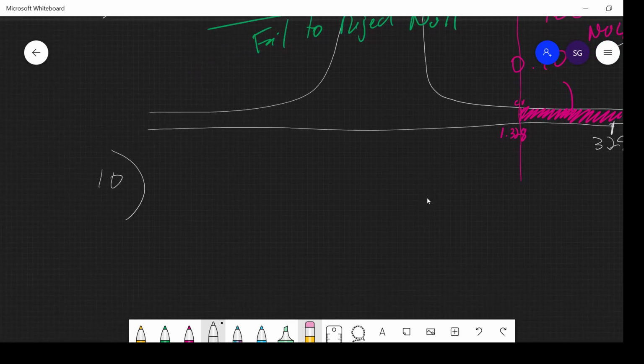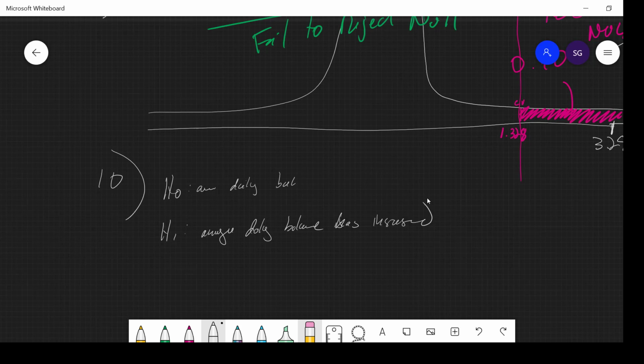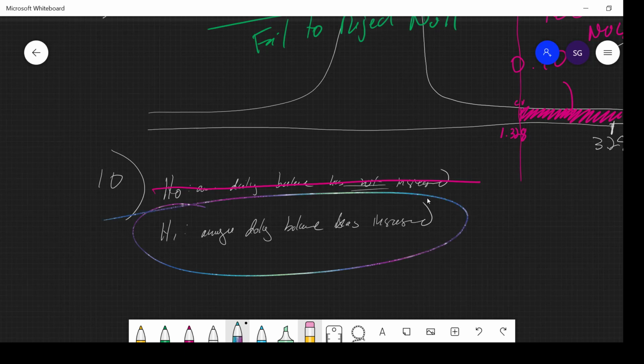Step 10, conclusion. Not a bad idea to rewrite your hypotheses. You can go back to number 1 and cross them off, but let's go ahead and rewrite them. H sub 0, H sub 1. H sub 1 is that the average daily balance has increased greater than 1240. And our null hypothesis is that the average daily balance has not increased greater than 1240. This is the critical difference. We are rejecting the null hypothesis, so that's out. Our conclusion then is that there has been an increase in the average daily balance for the hospital.